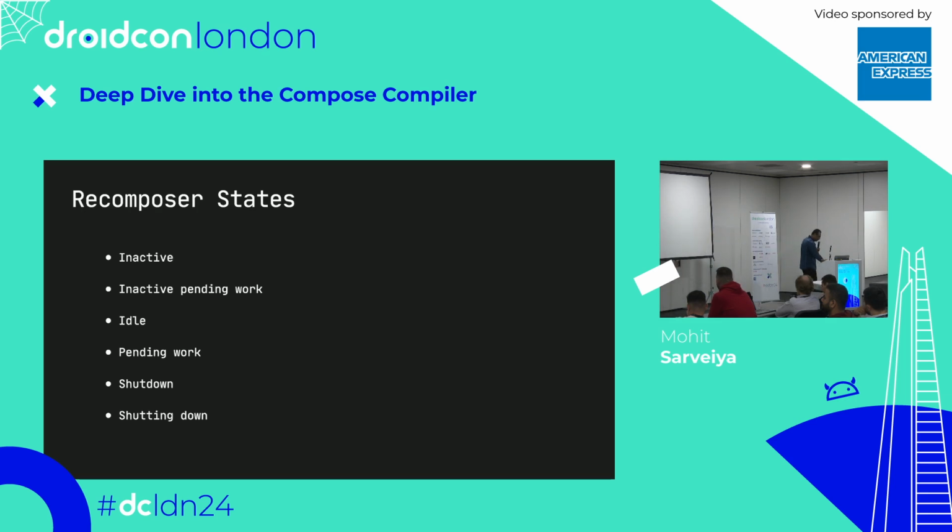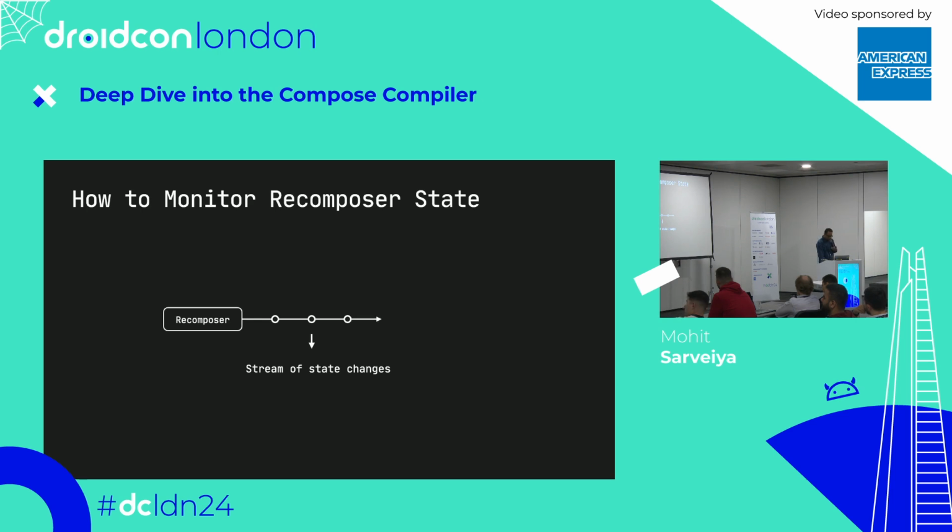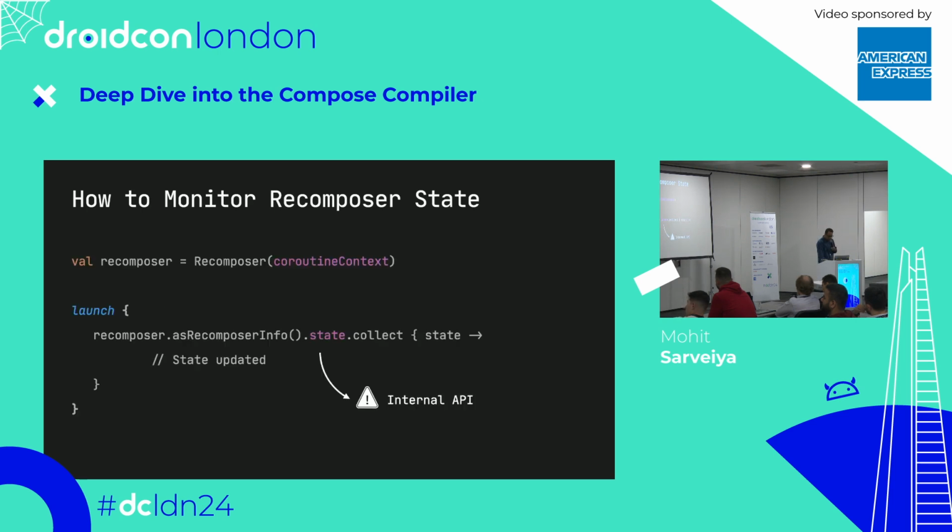So it looks like this. This is a state flow with the state changes. And right here, this is an internal API, and you could collect from it. What this state object has is what it's doing underneath the hood. What is the state of it? You could also get information on what was invalidated from it right here. So the compose code, what it does is that when a state change happens, it will start to recompose. So this is the first step that happens, the recomposer.